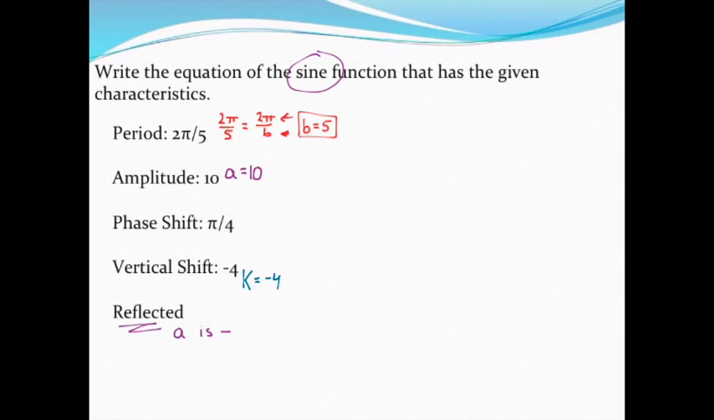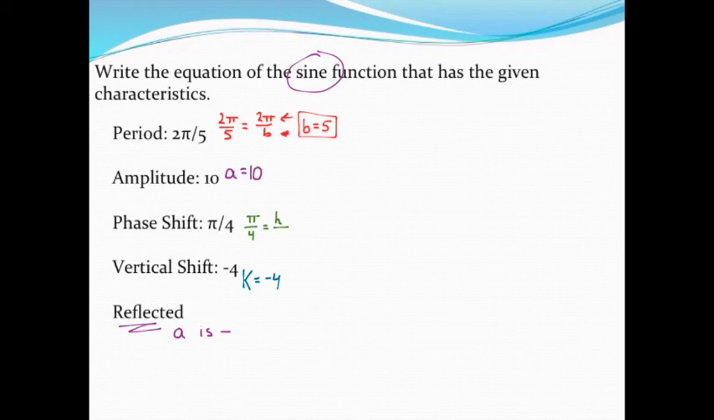The last part of this then will be dealing with the phase shift. This is going to help us find our h value, the number being added or subtracted inside the parentheses. But remember, the phase shift is not the h value itself. Instead, we're going to do something like what we just did to find the period. The phase shift is equal to the h value, which I don't know, divided by the b value.